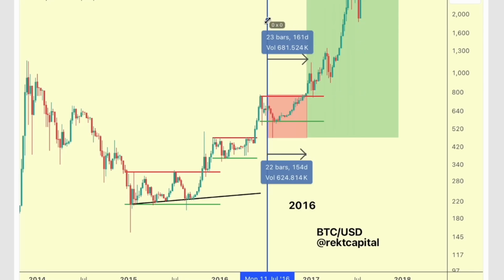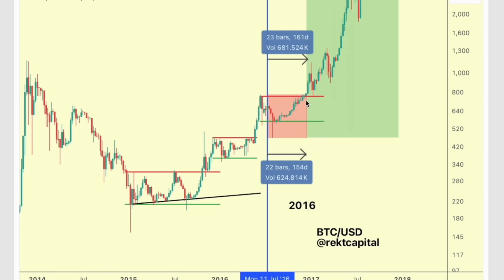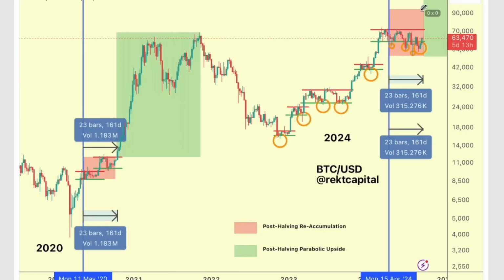So right now, we're actually 161 days after the halving. In fact, we're right bang on in the week of breaking out from this reaccumulation range. And if you focus on where we were at this moment in the cycle, well, we were breaking out in 2020. In 2015, we had already broken out at this point in the cycle.